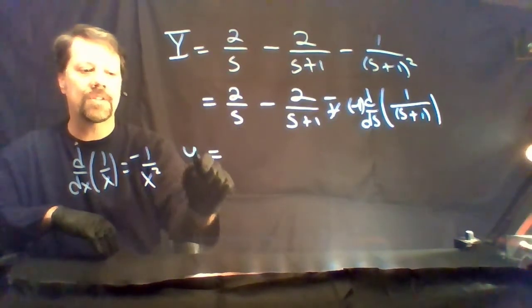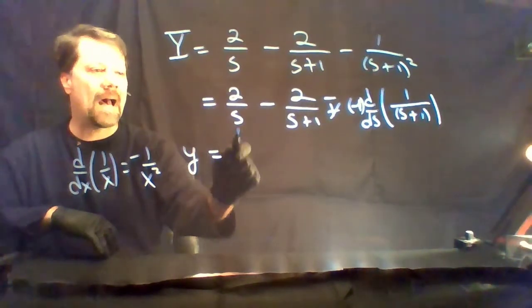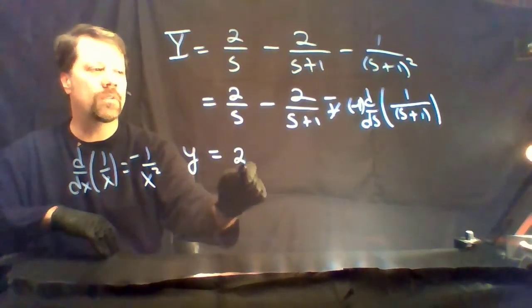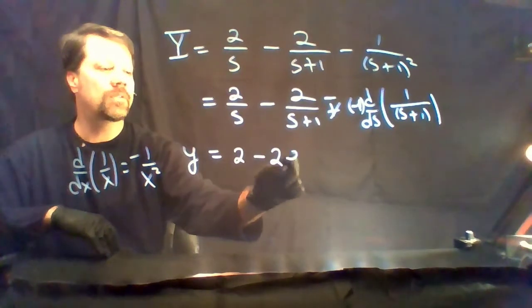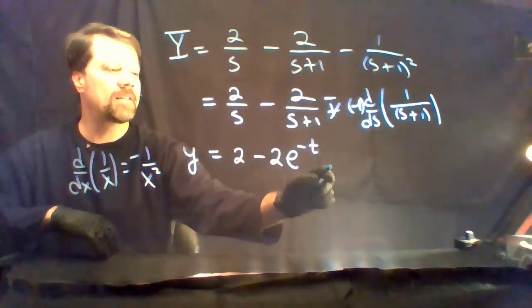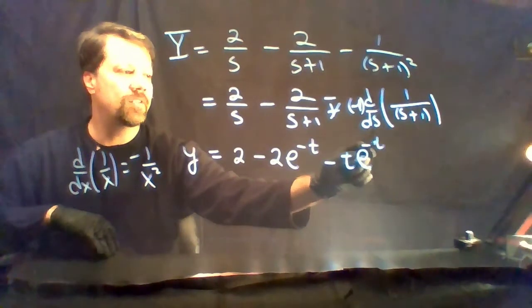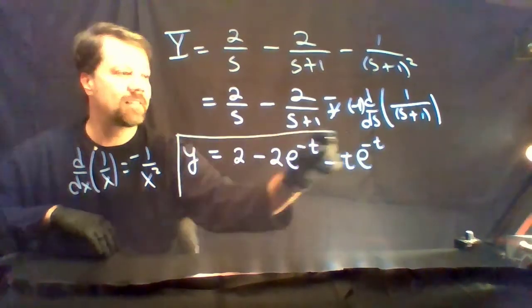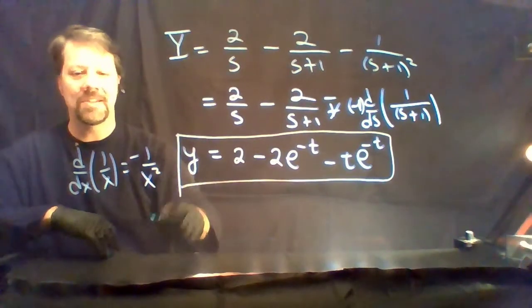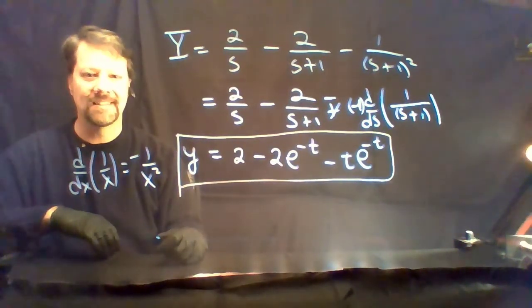Taking the inverse Laplace transform now, y is going to be 2 minus 2 e to the minus t minus t e to the minus t, and that is the solution to the initial value problem.